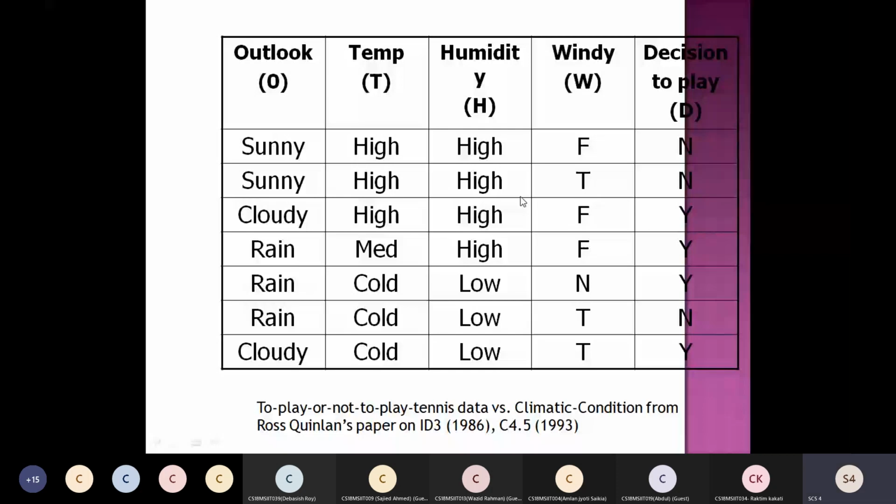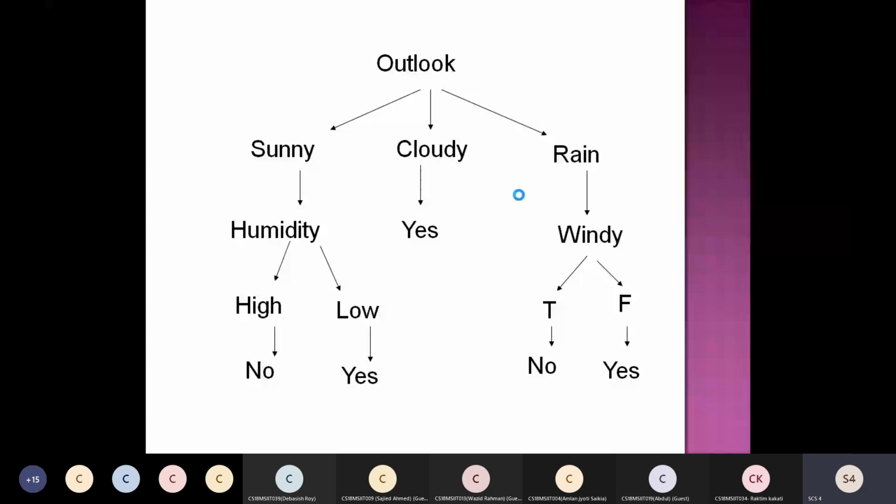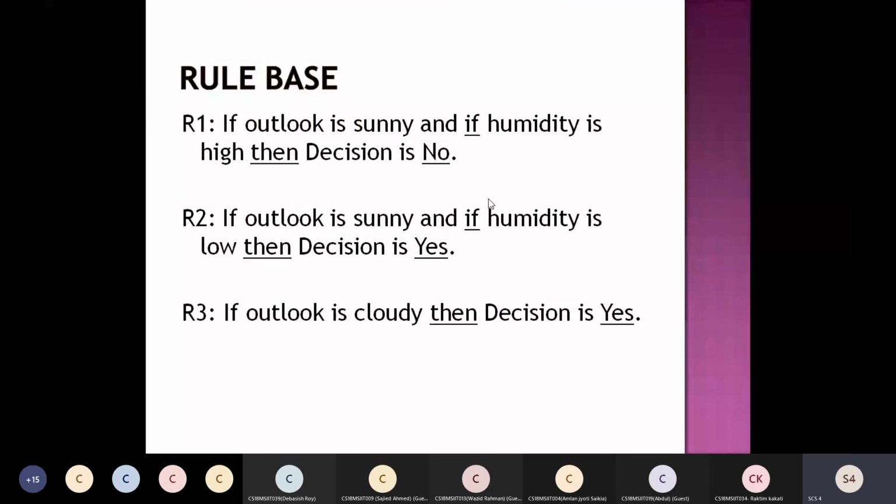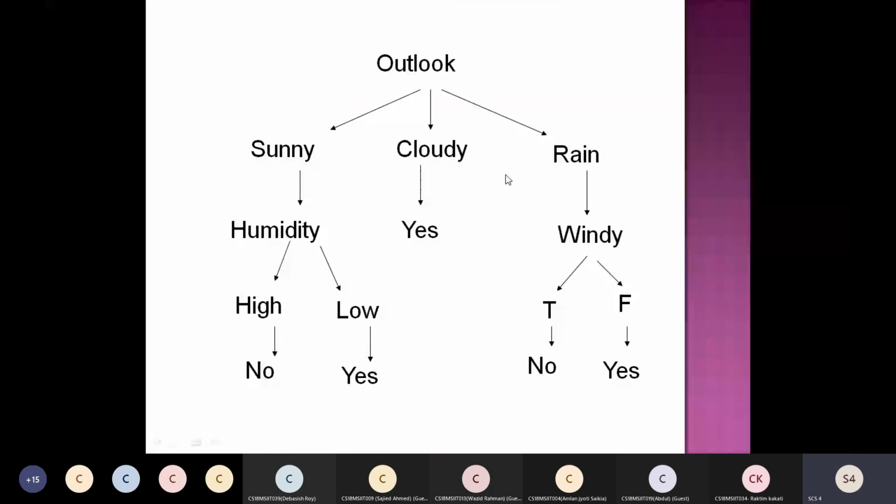From this table, as I said, this is condition based, so it's very easy to determine. If it is not given as very low or very high, then it's very easy to determine. This is condition based reasoning. Outlook can be sunny, cloudy, or rain. If it is sunny along with high humidity, we are not going to play; the decision is no. If outlook is sunny along with low humidity, we are going to play; the decision is yes. If outlook is cloudy, then of course we are going to play.